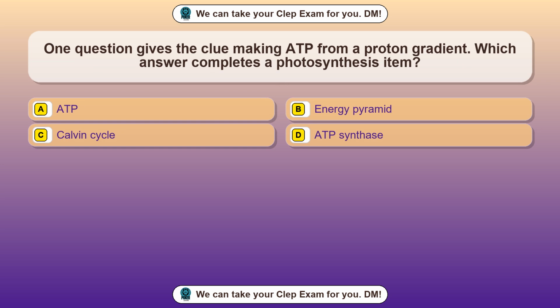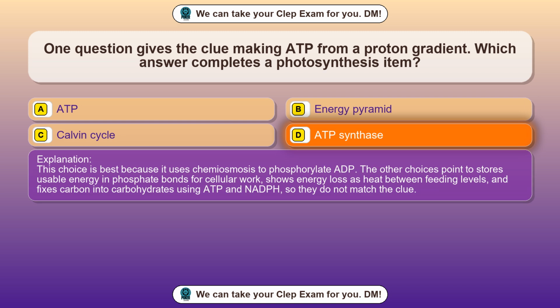Question 36. One question gives the clue making ADP from a proton gradient. Which answer completes a photosynthesis item? Option A, ATP. Option B, energy pyramid. Option C, Calvin cycle. Option D, ADP synthase. The correct answer is option D, ADP synthase.